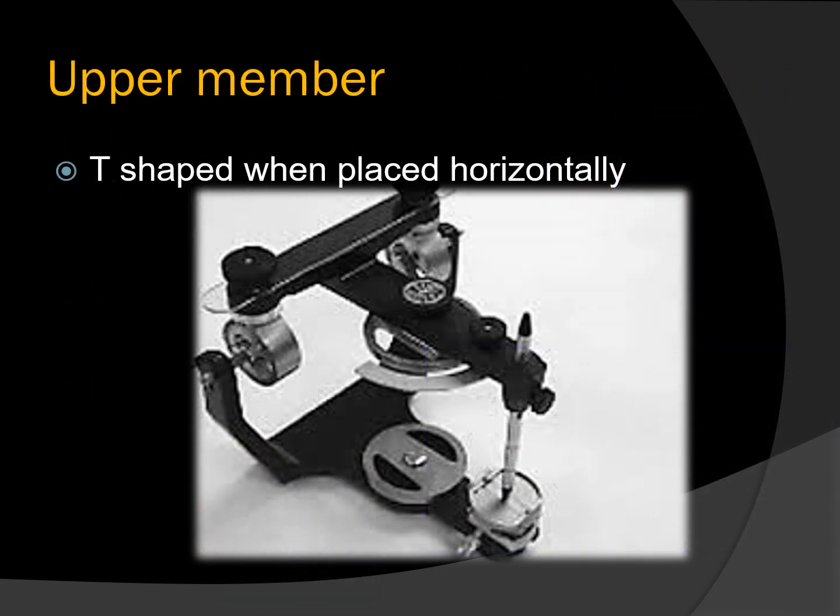Is the upper member, which is T-shaped when placed horizontally. So you can see here this is a T-shaped upper member. Anteriorly there is a provision to accept the incisal pin. Posteriorly there are condylar guidances. In the middle there is a dowel in order to hold the mounting ring. And in between this dowel and the incisal pin there is a thumb screw which is used to lock the orbital indicator in position.